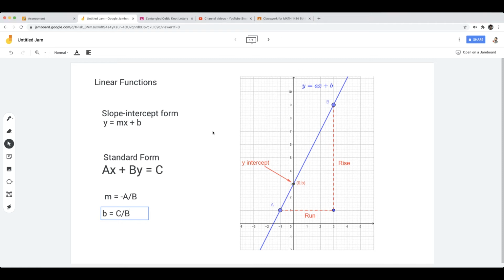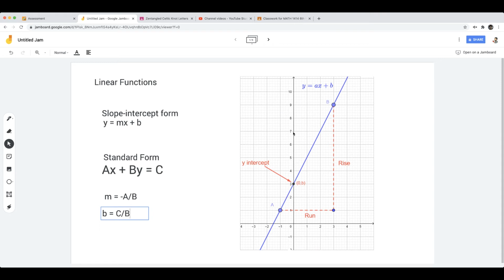To make sure where it would go: if the slope is positive, again, this would be going up from left to right. If the slope is negative, it would be coming down from left to right. If it's horizontal, the slope would be 0, and if it's vertical, the slope would be undefined.